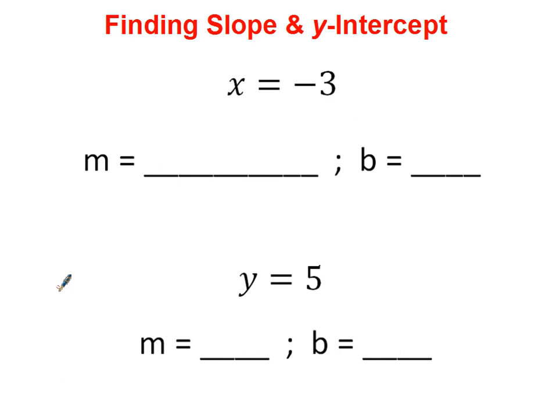If my equation is written of the form x equals anything, that line is going to be parallel to the y-axis. In this case, here's my coordinate plane. X equals -3 is located right about there. It is parallel to the y-axis, therefore there is no y-intercept. And the slope is undefined.